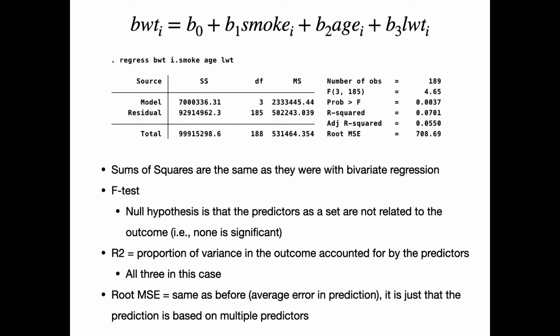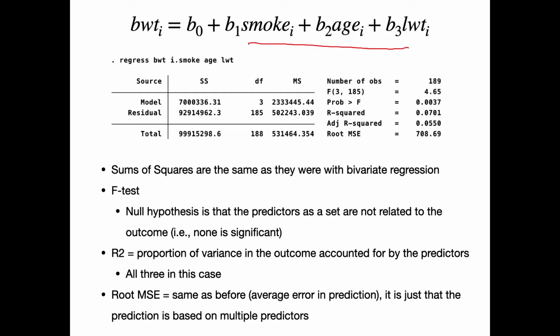Looking at the top part first, the sums of squares are the same as they were in bivariate regression. So you have the model sums of squares and the residual sums of squares, where the model sums of squares tells us the amount of variability in birth weight that's accounted for by, in this case, the predictors in the model. Then the residual sum of squares is the amount of variability in birth weight that's left over after we deal with those three predictors.